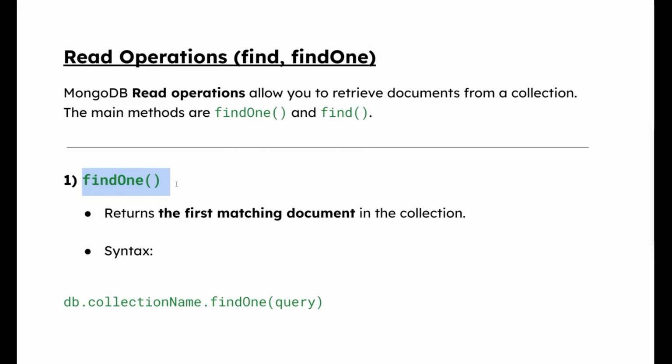So the first is findOne. findOne is used to return the first matching document in the collection. That means if we have lots of documents and I want to get only one document which matches my particular condition, then among all the different data, the first one which matches your condition will be returned to you, right?